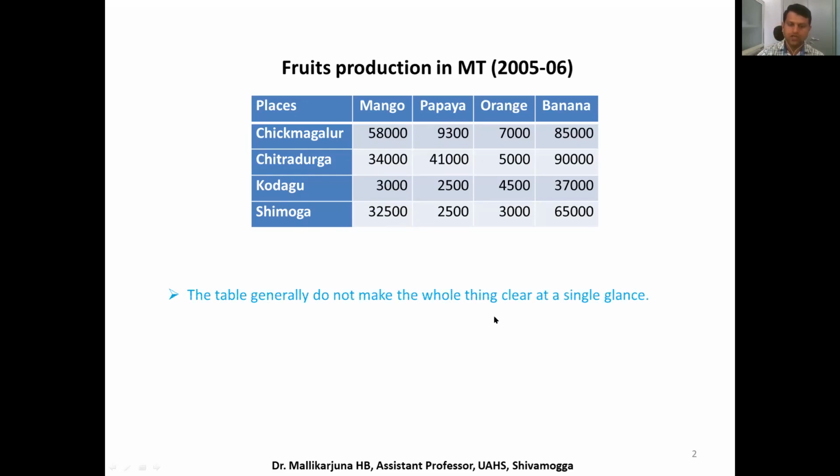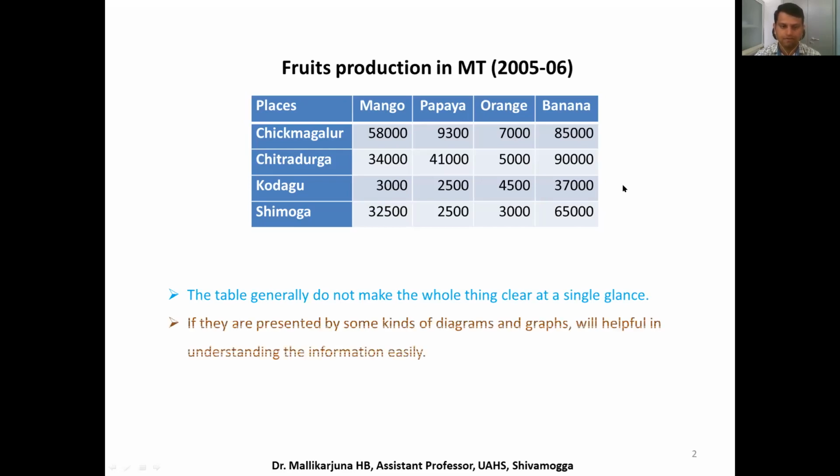The table generally does not make the whole thing clear at a single glance. So which place has the highest fruit production with respect to a particular fruit? At a glance, we may not get the information. If they are presented in some kind of diagrams and graphs, it will be helpful in understanding the information easily.